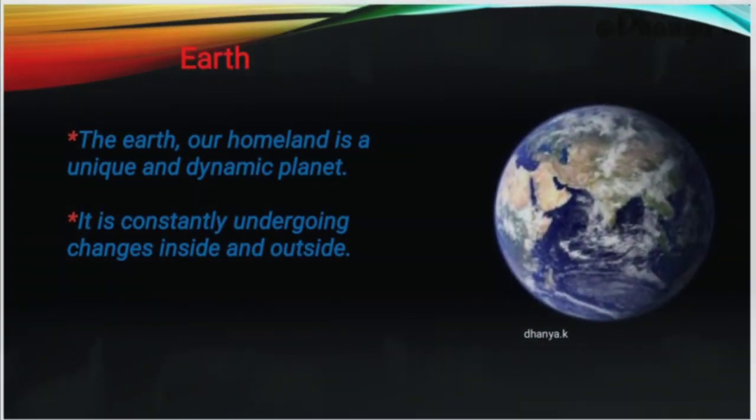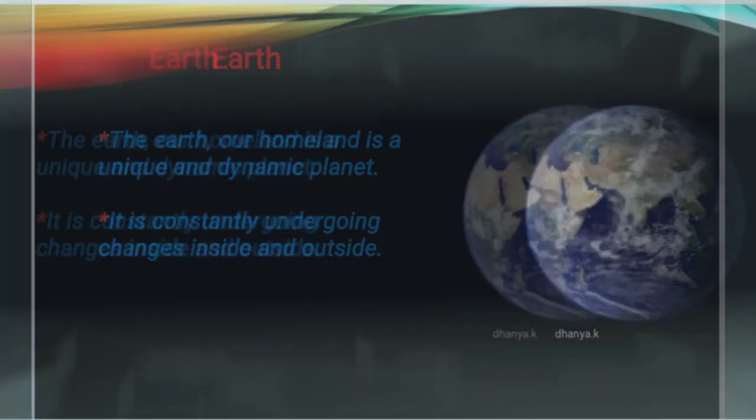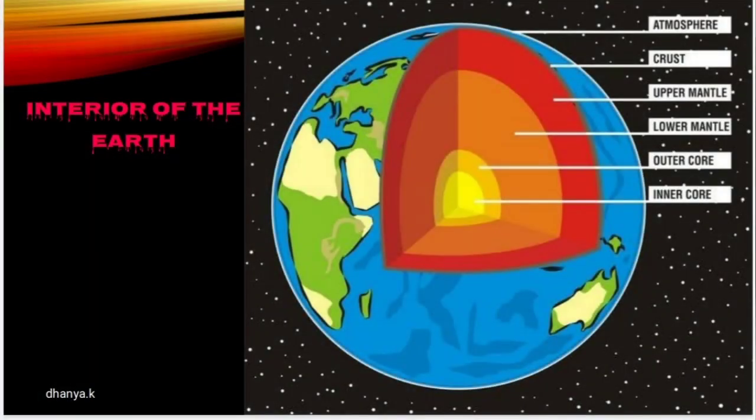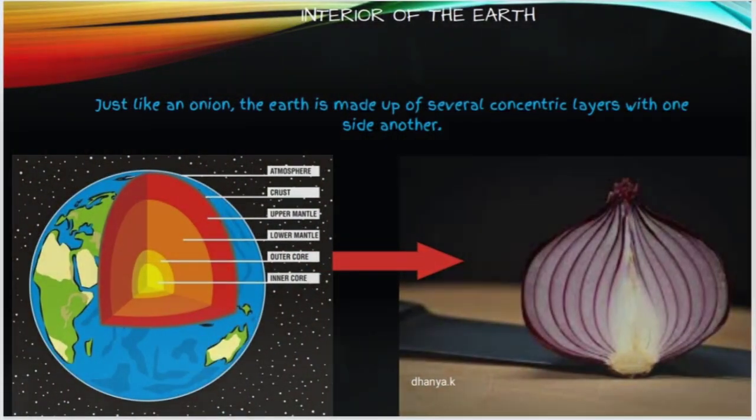The earth, our homeland, is a unique and dynamic planet. It is constantly undergoing changes inside and outside. Have you ever wondered what lies in the interior of the earth? Just like an onion, the earth is made of several concentric layers, one inside another.